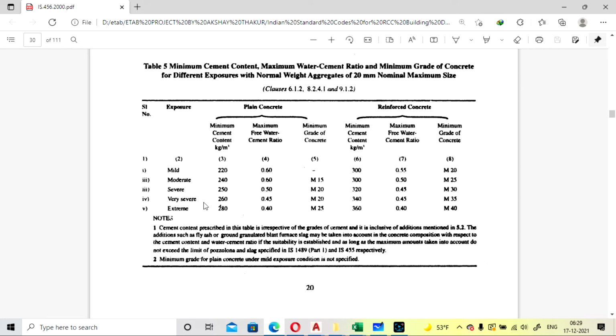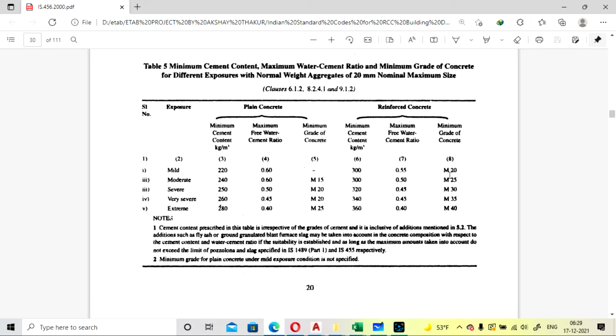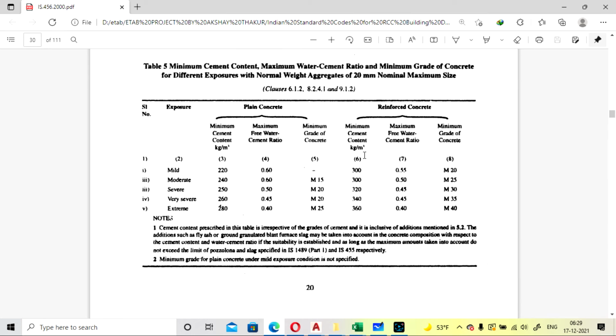So according to this you have to calculate the water content, and also the minimum cement content. Okay, so here we have calculated the cement content. Our calculated cement content comes to 556 kg. Here it is showing for M25 it is 300, so our minimum cement content will pass. Okay, so you can use this table on page number 20 for verifying your calculation and also for verifying the minimum requirement for reinforced and plain concrete.